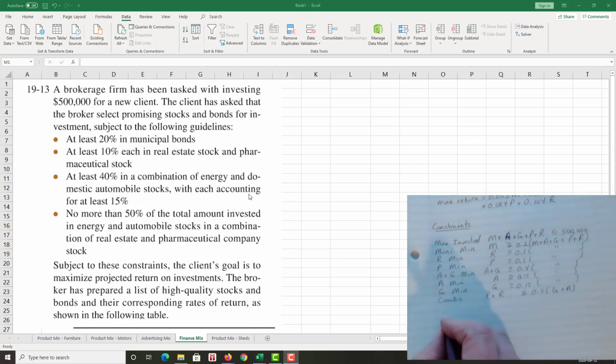Nothing in this question suggests that this particular investor is interested in short selling, so we will make an assumption and say they're going to be greater than or equal to 0. They're going to be non-negative. Okay.